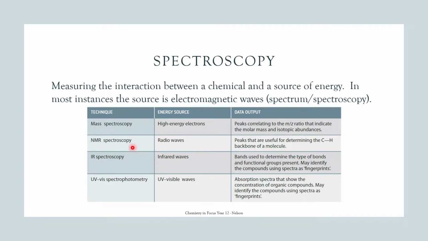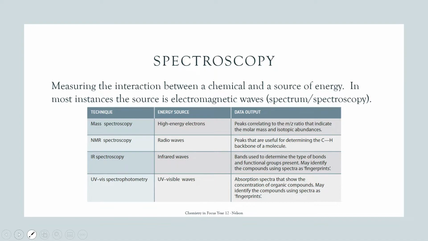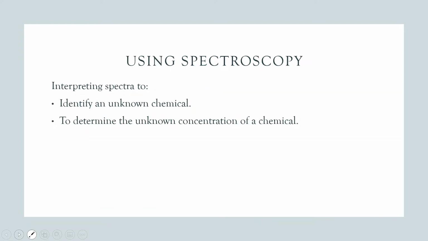We also have NMR spectroscopy, which uses radio waves, IR spectroscopy, which we'll be talking about today, which uses infrared waves, as well as UV visible spectroscopy, which fittingly uses UV and visible light. So when we're using spectroscopy, what we're trying to do is interpret a spectra, which essentially is a graph. The graph that is produced for each of those 4 techniques look very, very different, but we use and interpret those spectra to identify an unknown chemical.